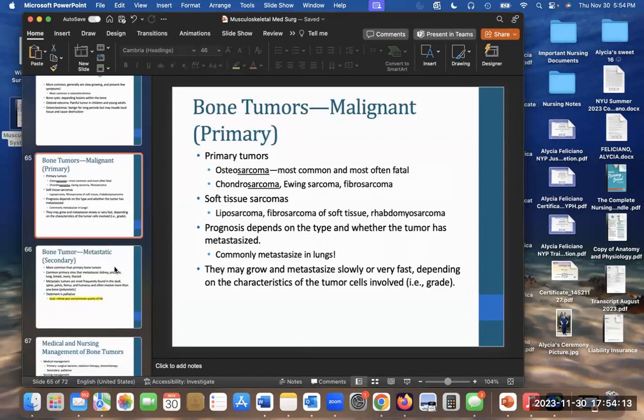Same thing with primary. Primary means that these are malignant. They metastasize, meaning the cells, remember we said metastasize means spread. So metastasizing in the lungs. Very scary. Anything that ends in sarcoma is a cancer. So osteosarcoma, chondrosarcoma, liposarcoma, fibrosarcoma. If you see that, you know it's a primary bone tumor. That's what I would want you to know.